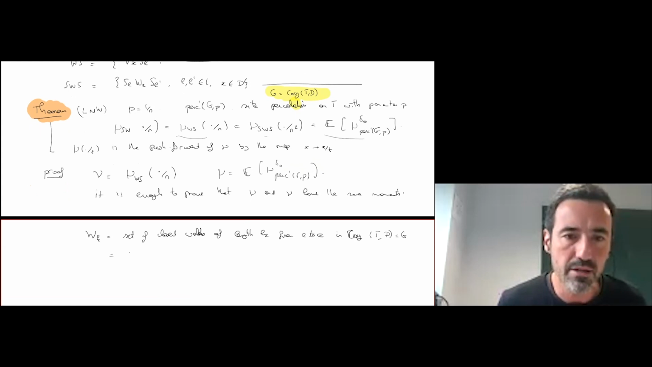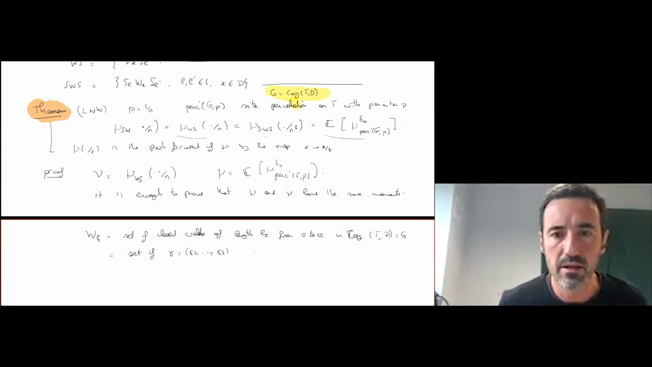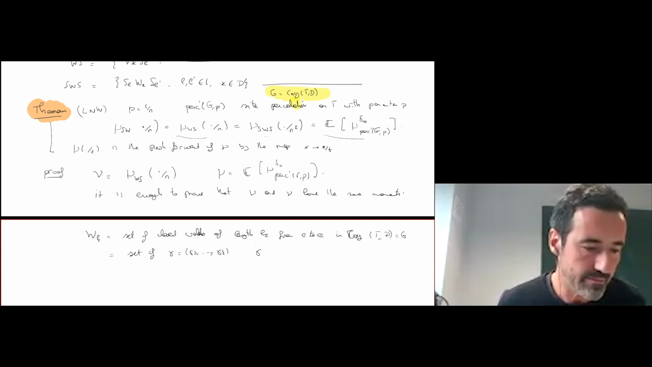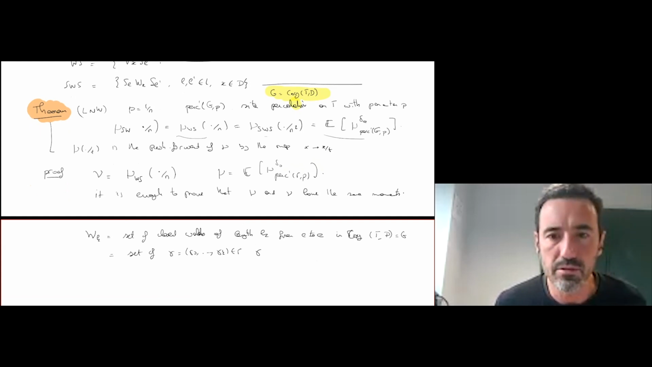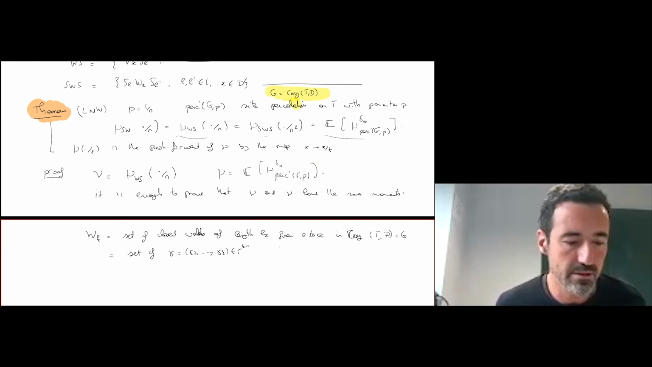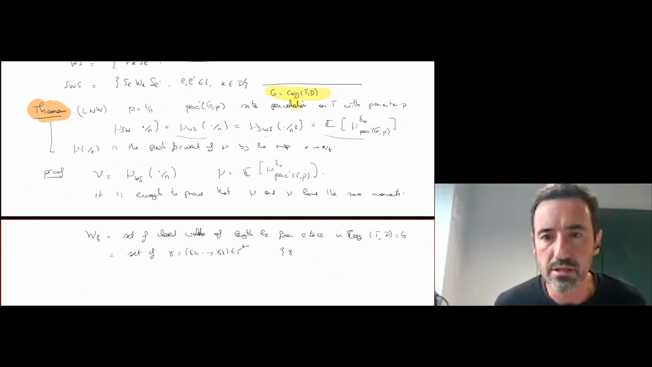So again, you can write this as the set of gamma_0 up to gamma_k, with gamma in Gamma to the power k plus 1, where successive vertices are such that gamma_t, gamma_{t+1} is an edge of G, for t equal to 0 up to k minus 1.